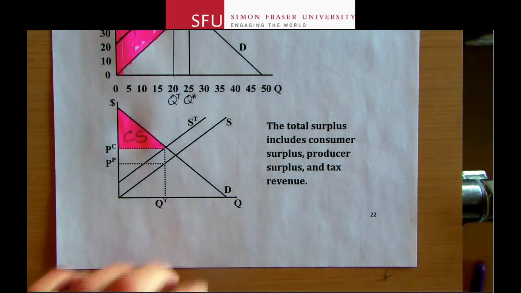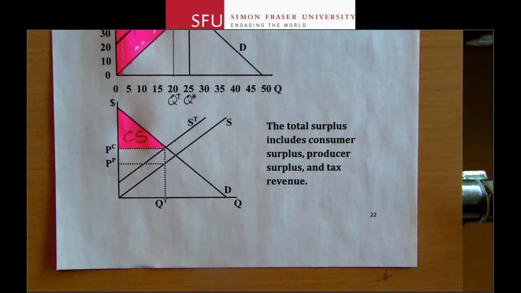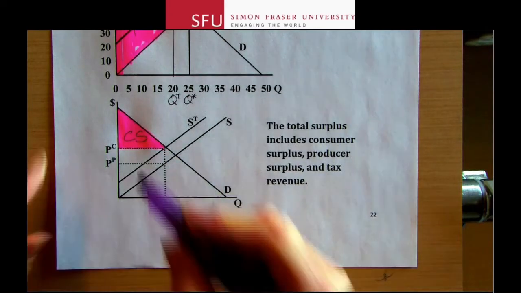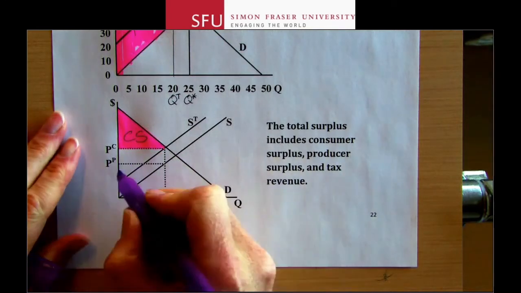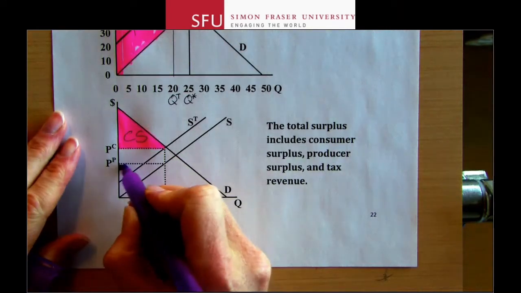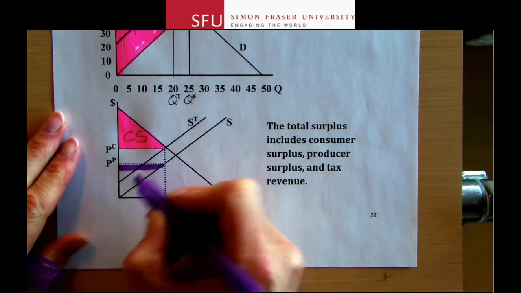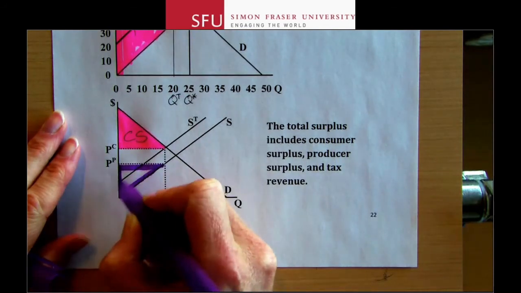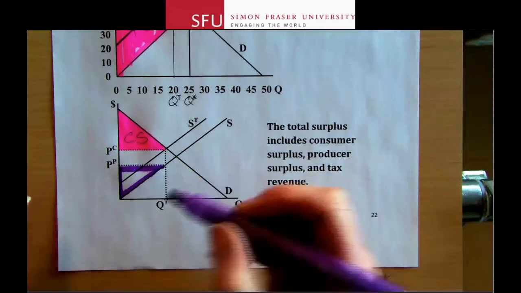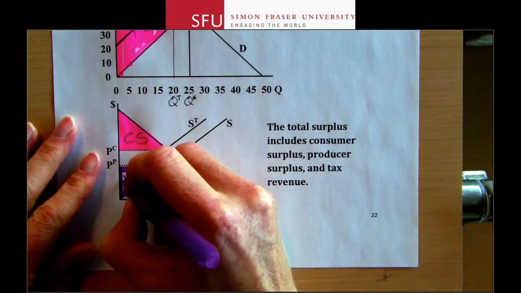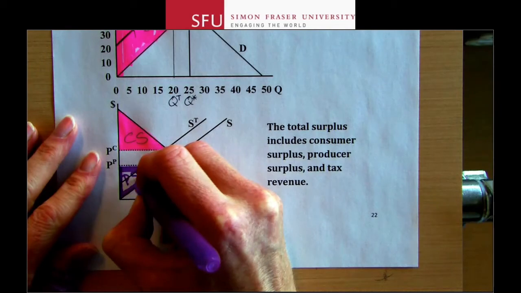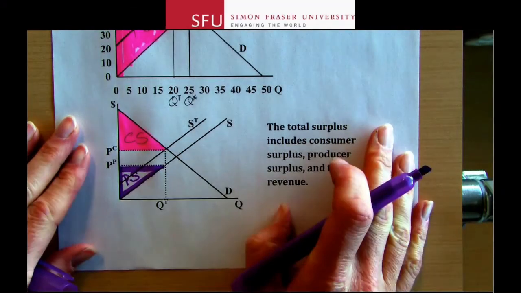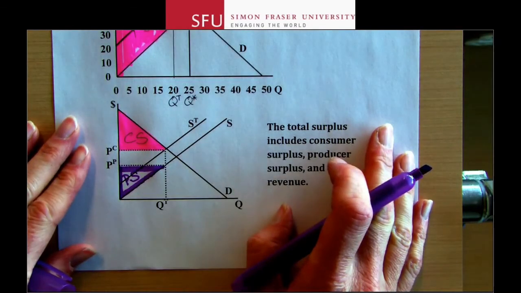For the producers, surplus is a net benefit again, so it's the difference between the price they get paid and what their cost of production is. So the price they get paid is the producer price, and their cost of production is the supply curve, the original supply curve. Okay, so that will be the producer surplus.